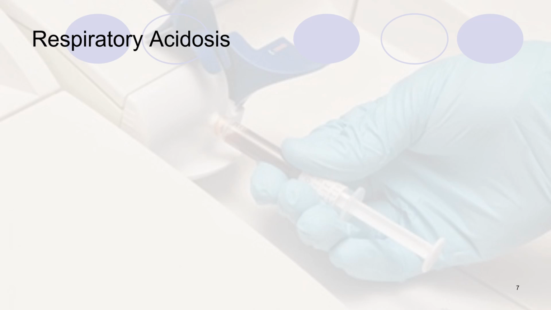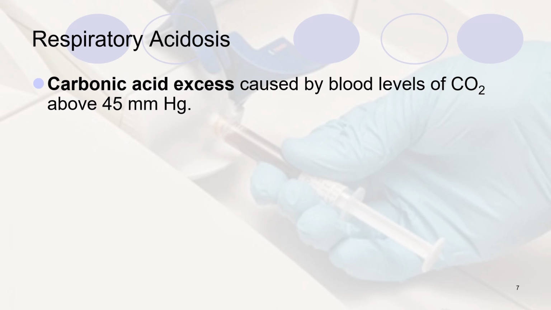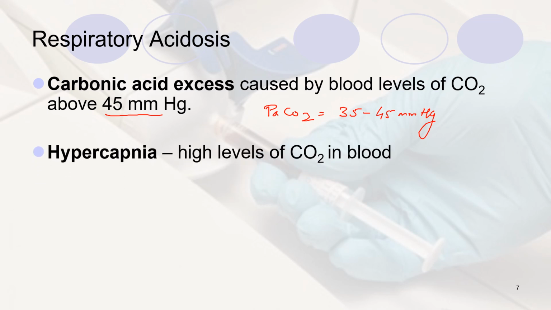Then see what respiratory acidosis is. In respiratory acidosis, the carbonic acid excess is caused by blood levels of carbon dioxide above 45 mmHg. As we know, the partial carbon dioxide level in blood is 35 to 45 mmHg. When the carbon dioxide level exceeds 45 mmHg, there is carbonic acid excess. Similarly, hypercapnia means there is a high level of carbon dioxide in blood.